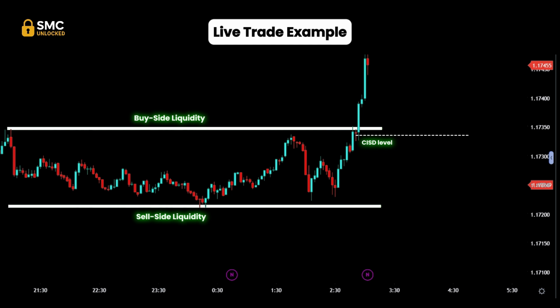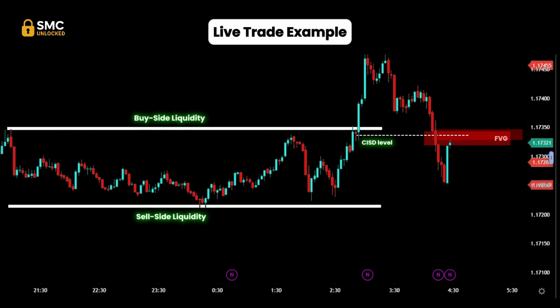Step 5. Confirmation of control shift. As soon as price breaks the CISD level and closes below it, we know control has shifted from buyers to sellers. Step 6. Entry on FVG, order block, or breaker block. Once we have CISD confirmation, we look for an entry setup. This could be on a fair value gap, FVG, an order block, or a breaker block. In this example, price forms a fair value gap. That's where we take our sell side entry.